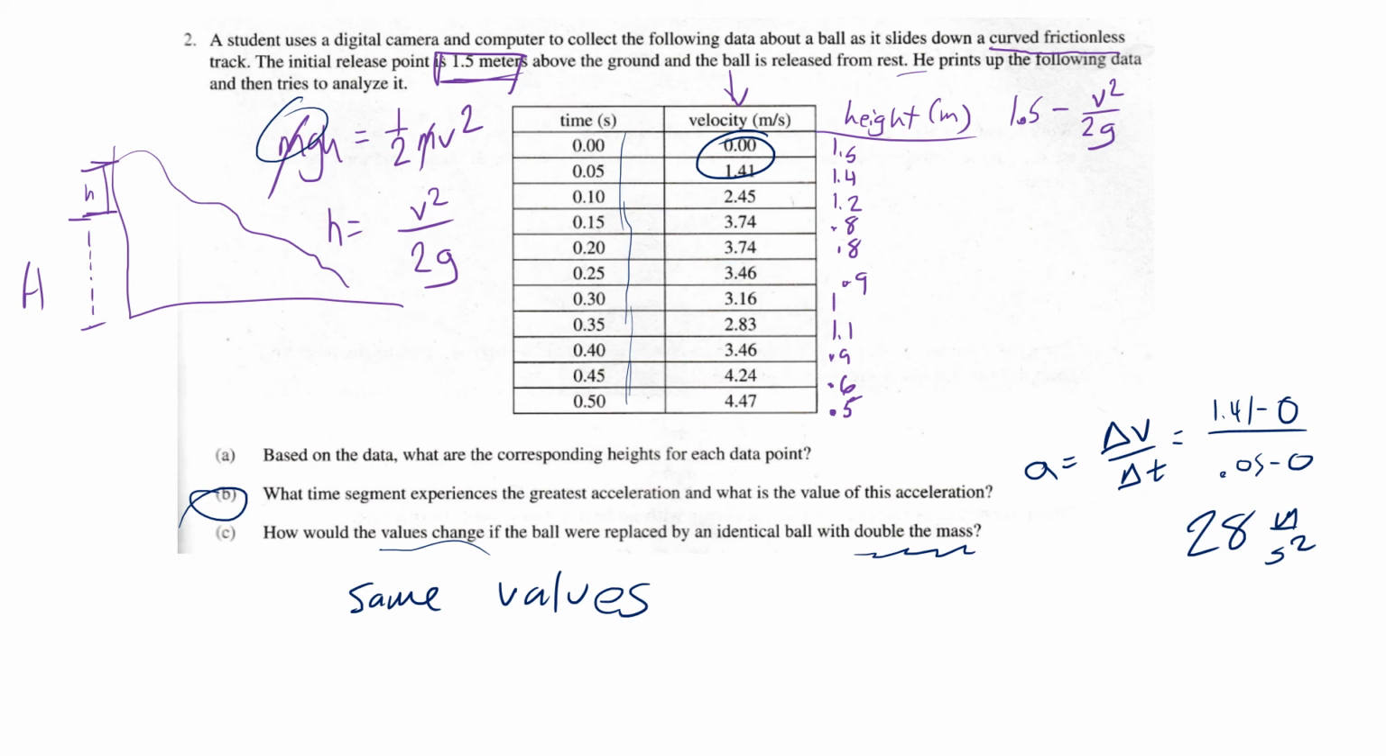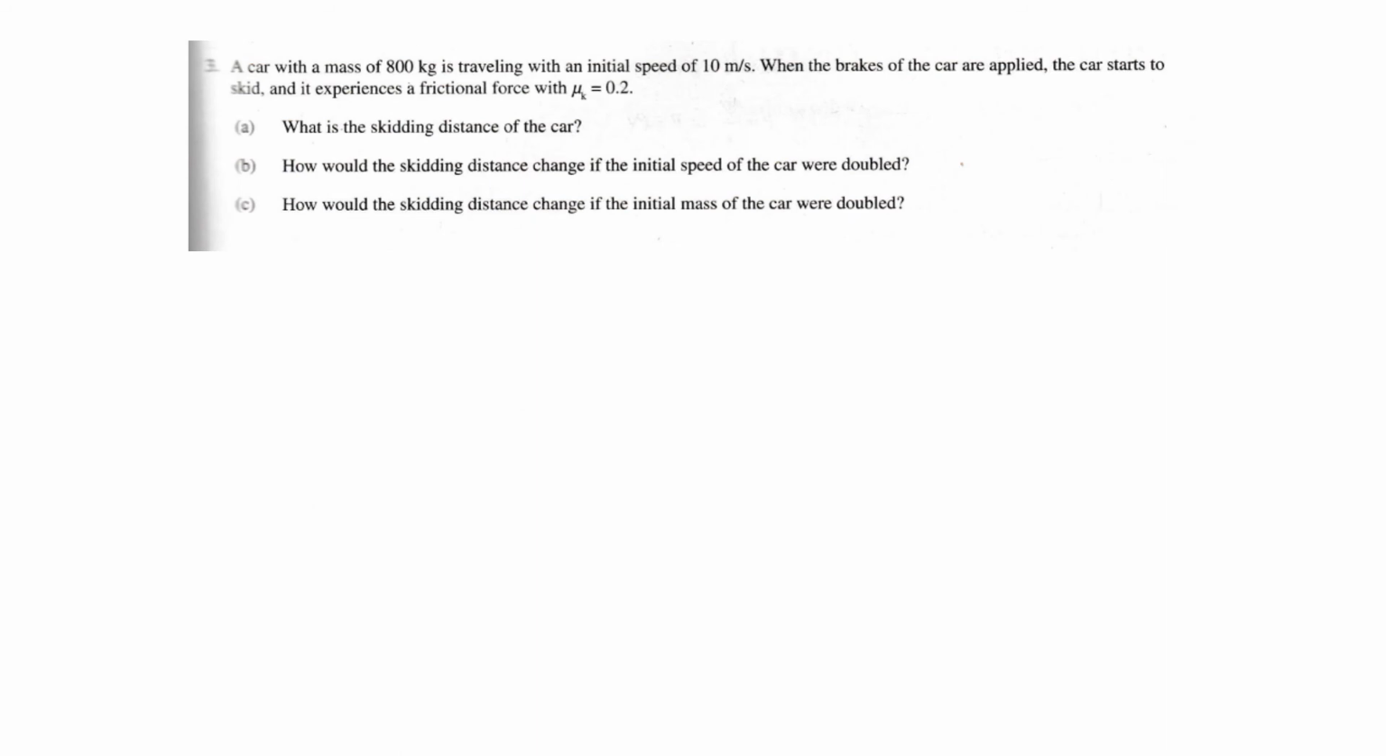Okay, let's keep going. A car with mass of 800 is traveling with an initial speed of 10. When the brakes of the car are applied, the car starts to skid and experiences a frictional force of mu k equals 0.2. What is the skidding distance of the car? Well, the skidding distance of the car is going to be calculated. Let's figure out the acceleration first. So acceleration, what is slowing the car down? It is the friction.